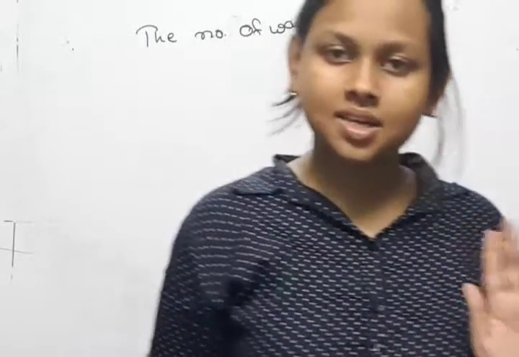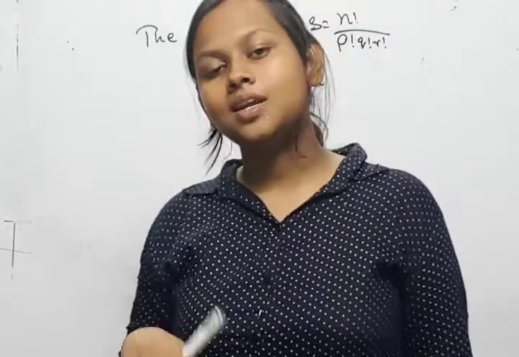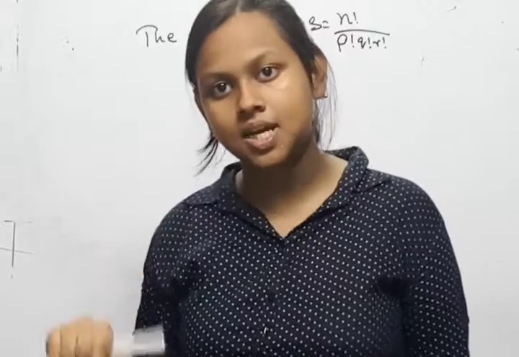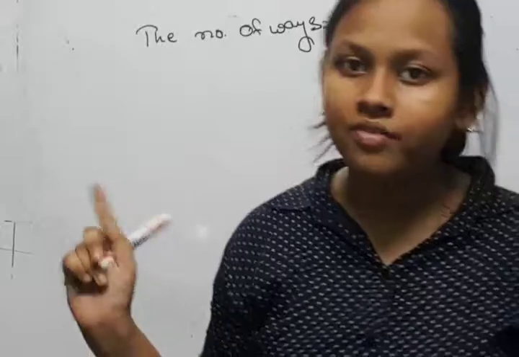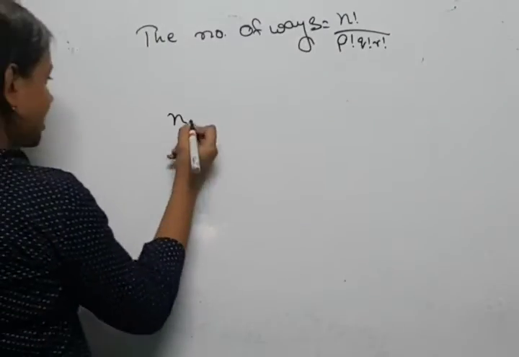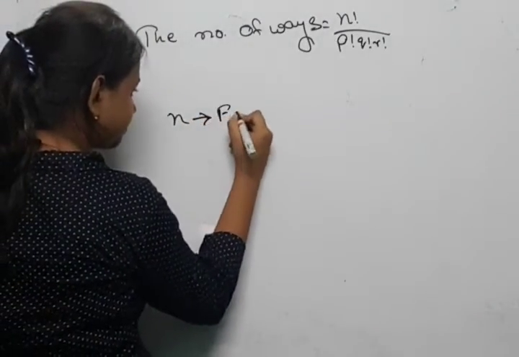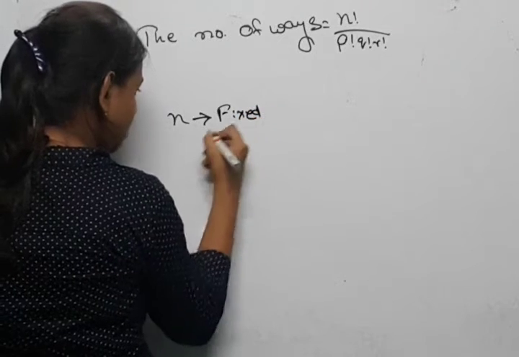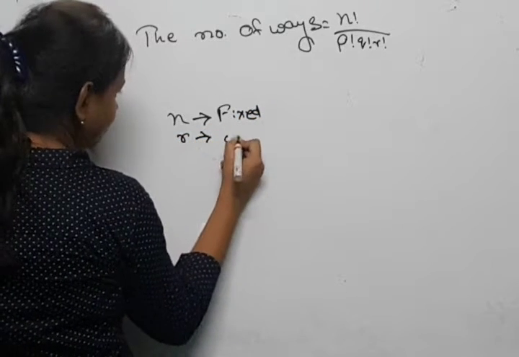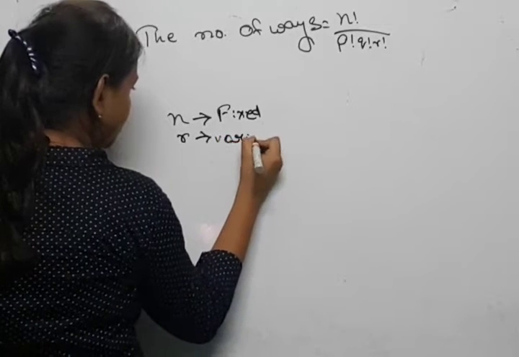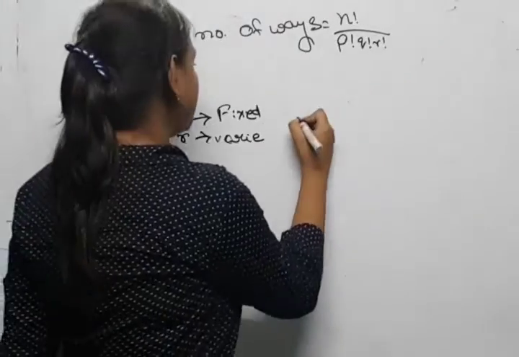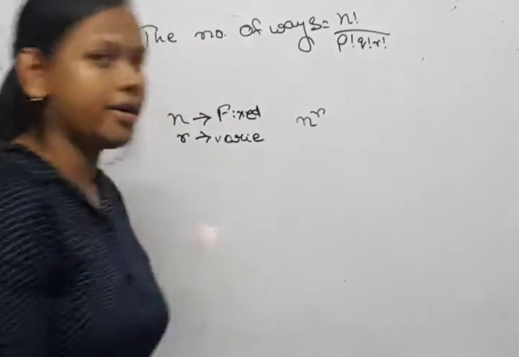Now, if n things are there, and each can occur any number of times, and r number of things are taken, in this case we will go for fixed to the power variable. Here, n things are fixed, and r may vary. So it will be n to the power r.